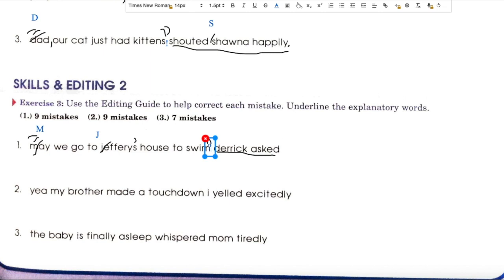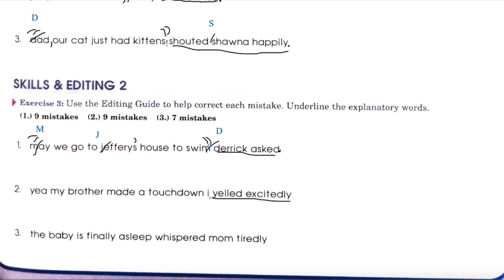Derek, let's capitalize the name Derek. Let's put a period at the end of our sentence. And let's count our mistakes. 1, 2, 3, 4, 5, 6, 7, 8, 9. Okay, we have them all. Number 2, yay, my brother made a touchdown. I yelled excitedly. Let's underline our explanatory words.